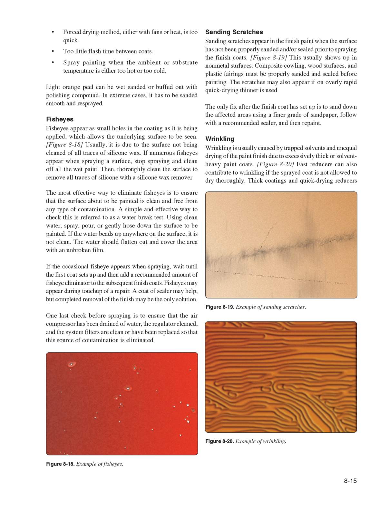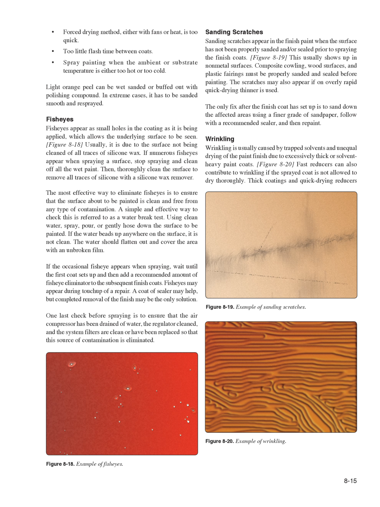A simple and effective way to check this is referred to as a water break test. Using clean water, spray, pour, or gently hose down the surface to be painted. If the water beads up anywhere on the surface, it is not clean. The water should flatten out and cover the area with an unbroken film. If the occasional fisheye appears when spraying, wait until the first coat sets up and then add a recommended amount of fisheye eliminator to the subsequent finish coats. Fisheyes may appear during touch-up of a repair. A coat of sealer may help, but complete removal of the finish may be the only solution.